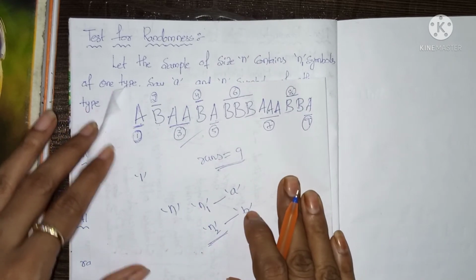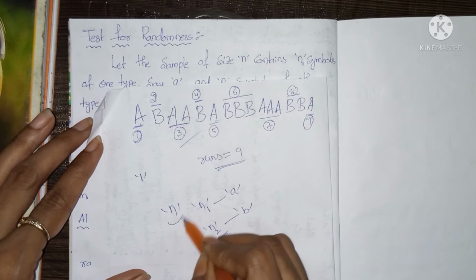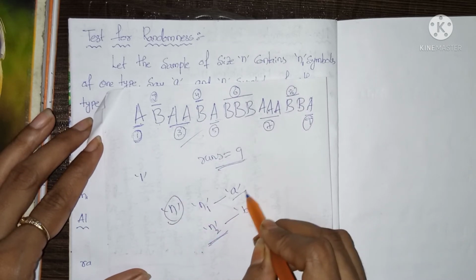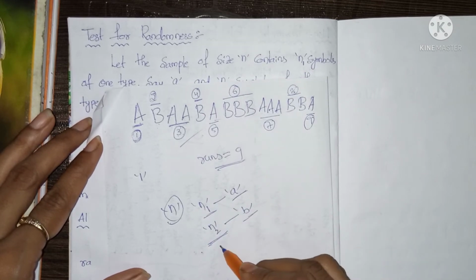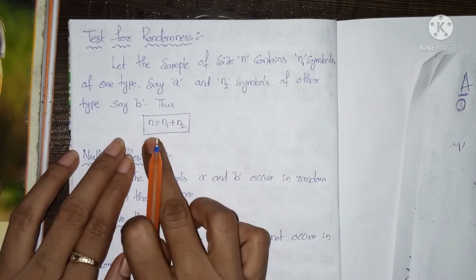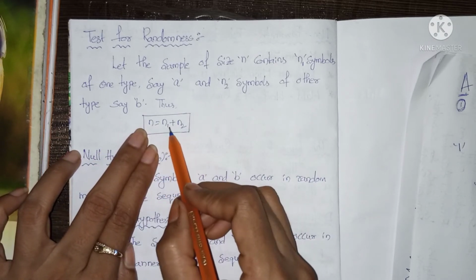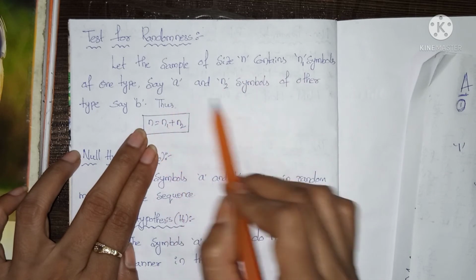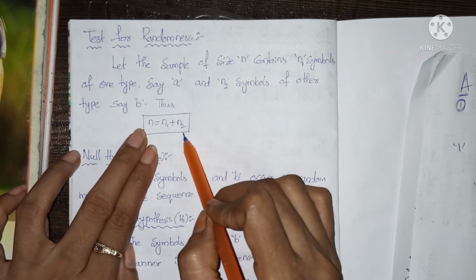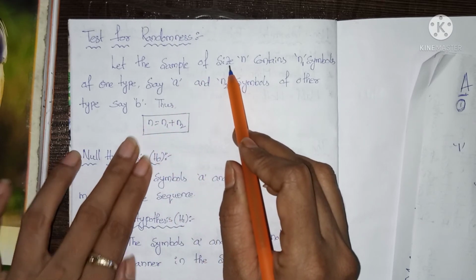sample size. So here the total sample has n elements. In that, type A has sample size N1 and type B has sample size N2. Thus capital N equals N1 plus N2. That means we have to add the symbols of A and the symbols of B. If we add both, we get the sample size N.